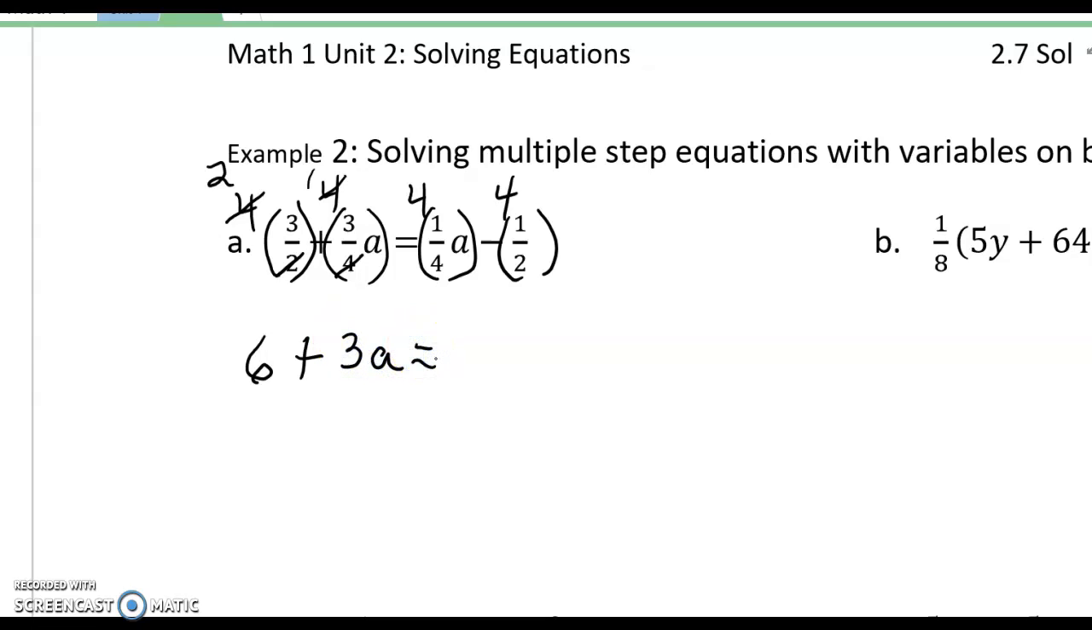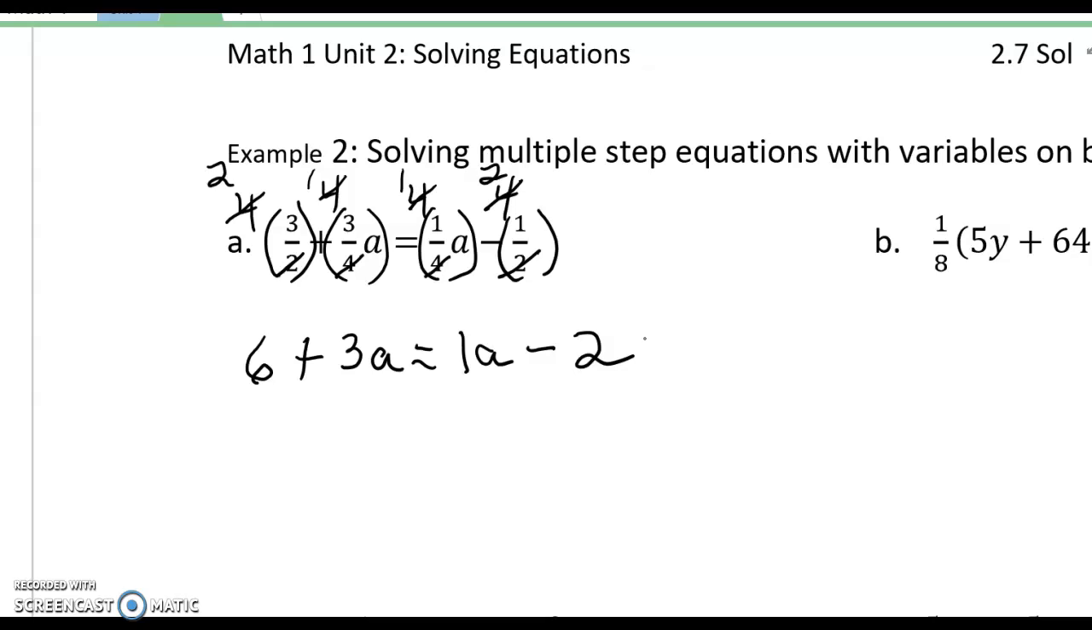On the other side of the equal sign, this 4 and this 4 totally cancel or reduce down to 1. I'm left with 1 times a, which is 1a. Here, this 2 cancels, and this 4 reduces down to a 2, because 2 goes into 4 2 times. So I'm left with 2 times 1, which is 2.